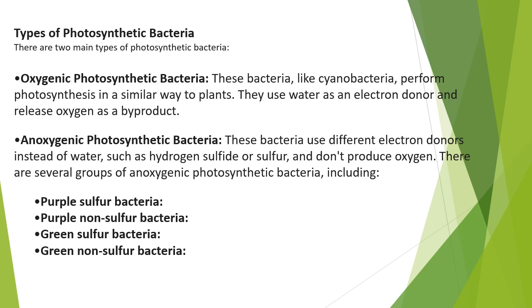Now about the types of photosynthetic bacteria. Now we know that they are a diverse group of bacteria that can harness energy of sunlight and produce their own food, similar to plants. Depending on the photosynthetic reaction, they are categorized into two types, that is oxygenic photosynthetic bacteria. These bacteria, like cyanobacteria, perform photosynthesis in a similar way to plants, and they use water as electron donor. That's the main difference here, and they release oxygen as a byproduct. So cyanobacteria is an example of oxygenic photosynthetic bacteria.